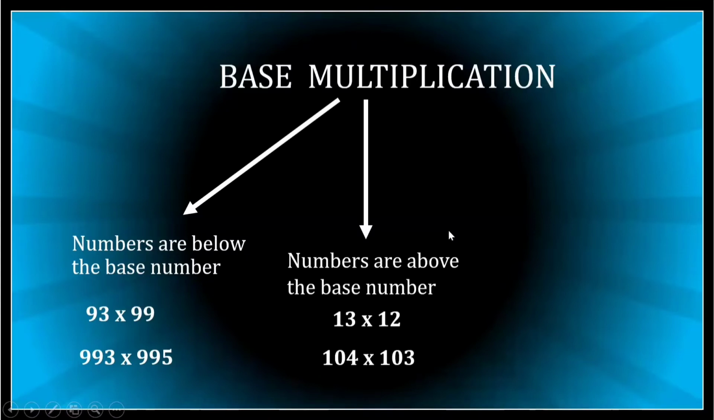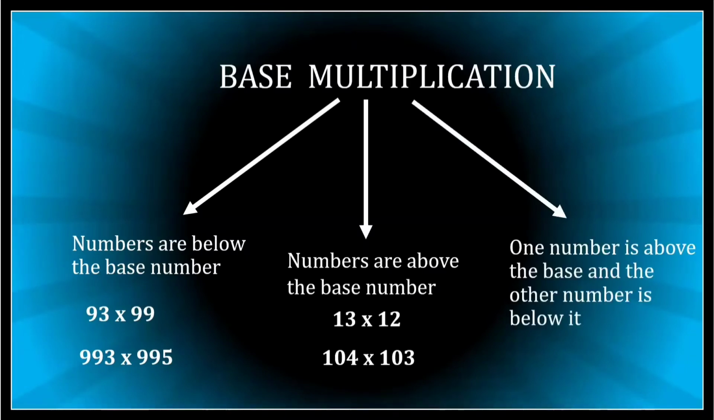The third and slightly complicated case is where I have one number below and the other number above. It can be the first one below and the second one above, or the second one below and the first one above. So in both ways, one number is above the base and the other number is below it. Examples can be 13, 3 more than the base, and 9, 1 less than the base; or 98, 2 less than the base, and 103, 3 more than the base 100. This kind of example is the third case.